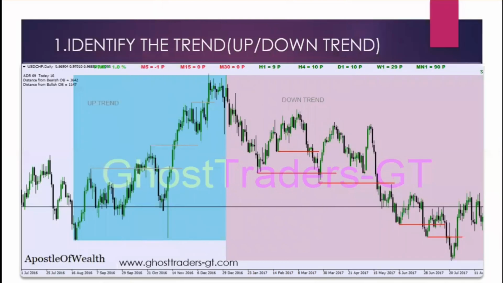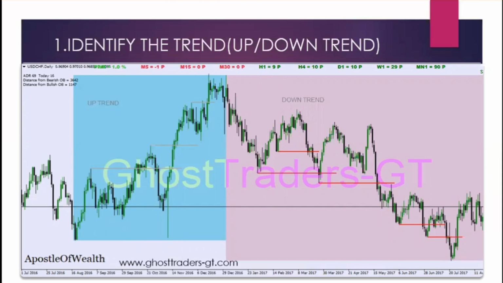Okay, so here is the thing that we need to be looking at. Here is the market. This is a chart. As I've mentioned, you need to identify the trend. You can see this is an uptrend and a downtrend. I will not explain anything, but I want you to notice something.